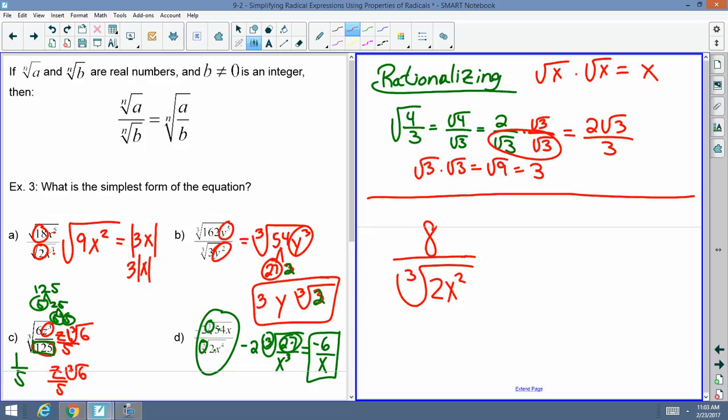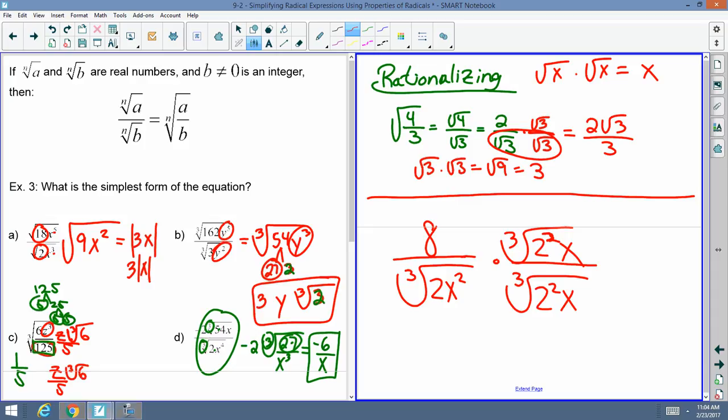Okay, this is where people get messed up. This is a cube root, not a square root, correct? So, in a cube root, how many values do I need to pull one out? I need 3, right? Guys, how many 2's do I have currently? How many more do I need to pull out a 2? So I know I have to multiply this by the cube root of 2 squared. How many x's do I have currently? I have 2. How many more do I need to pull one out? So you're going to multiply the top and bottom by the cube root of 2 squared x.